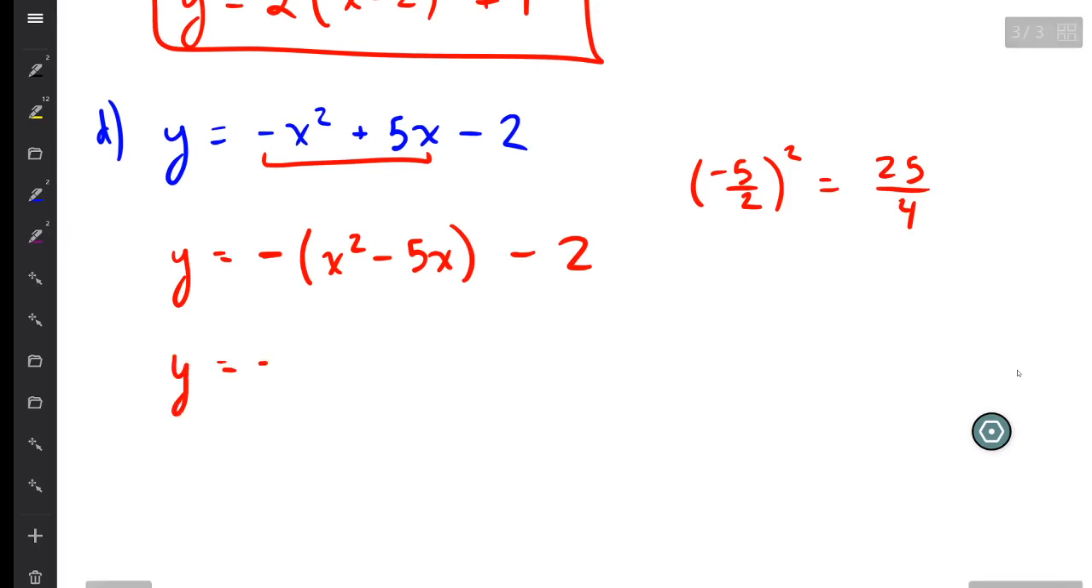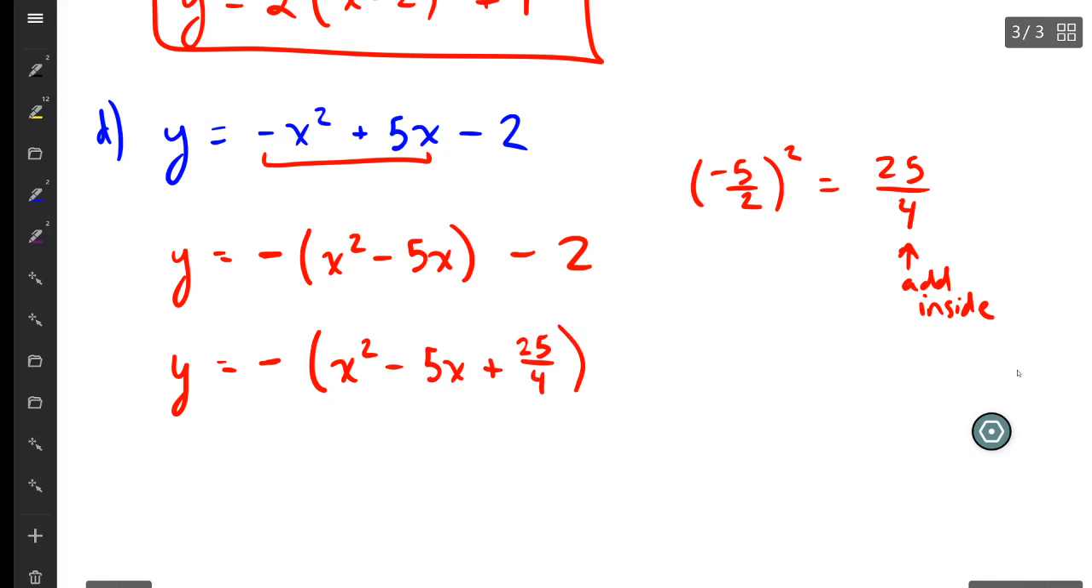But again, we have to worry about that negative sign. It's going to kind of change it. So inside, right, this is what I add inside. So x squared minus 5x, and then plus 25 over 4. Now, outside, I need to subtract 25 over 4 times the negative sign. And this is where it gets a little tricky, but if I subtracted negative 25 over 4, that's as if I added 25 over 4. So it kind of looks like I added it in both places, but this one is negative, so they would cancel.